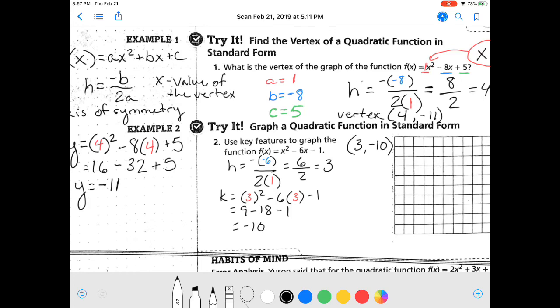So again, my axis of symmetry is going to be the x value of my vertex, which is 3. So that's x equals 3, a vertical line. And then my minimum, we can tell it's a minimum because our a value is positive, is going to be y equals the y value of my vertex, negative 10.